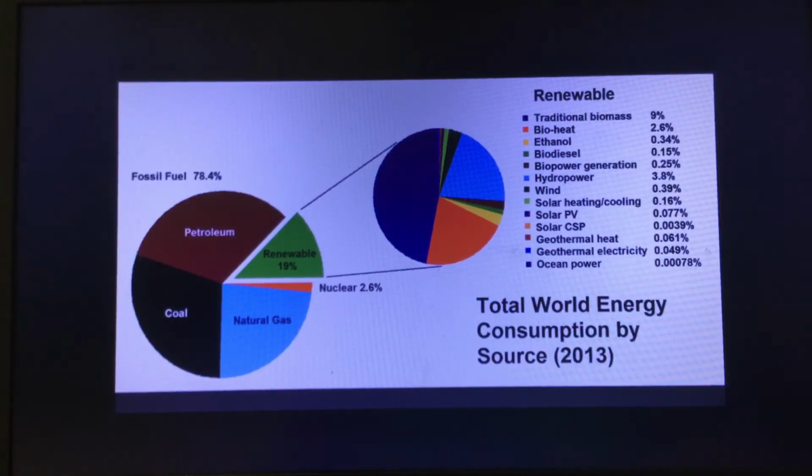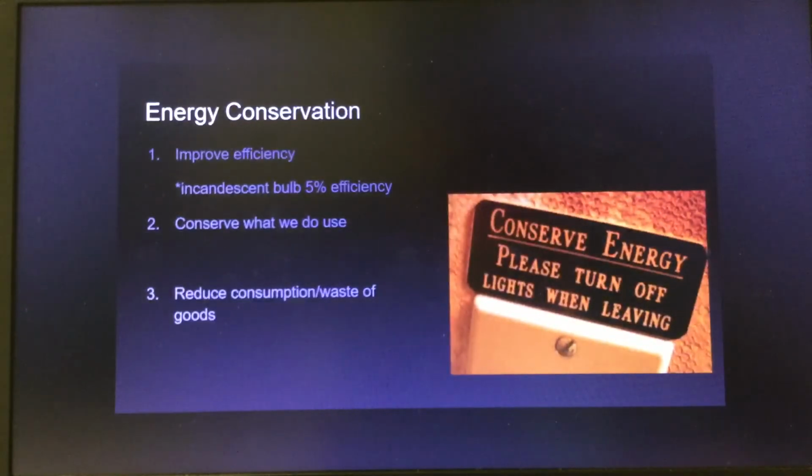So you can use this to answer the most widely used energy sources. We know that it's petroleum, coal, and natural gas, taking up about 78% of our energy supplies. Nuclear takes up about 3%, and renewable takes up 19%. If we break that down, 9% of overall energy is coming from traditional biomass, and that's often not a sustainable level. Okay, so what are some methods that humans can use to reduce the consumption of energy sources?